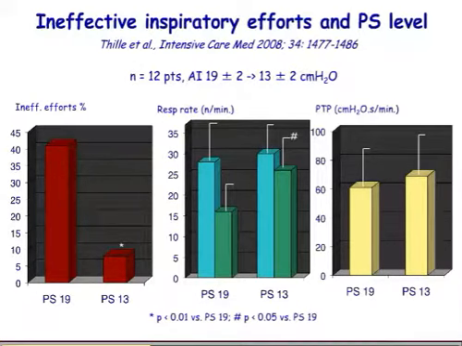And this was shown also by a study by Laurent Brochard's group. They decreased the level of pressure support from 19 to 13 centimeters of water in a group of patients who exhibited marked ineffective efforts. And as you can see, they obtained a clear decrease in the number of inspiratory efforts. They also saw that the patient respiratory rate could now express itself, and this is in blue. You have the patient's respiratory rate, and this is the respiratory rate indicated by the ventilator.